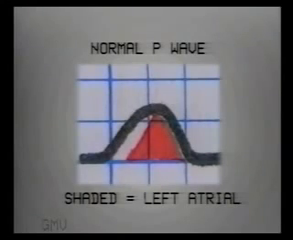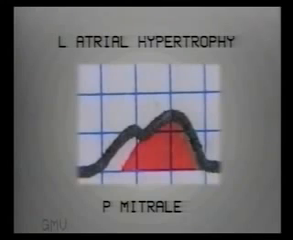The SA node starts the depolarization in the right atrium. So the initial part is contributed by the right atrium, and the later part of the P wave shaded in the diagram is contributed by the left atrium. In left atrial hypertrophy, the second component is delayed and prominent. So we get a wide and notched P wave which is wider than 2.5 small squares.